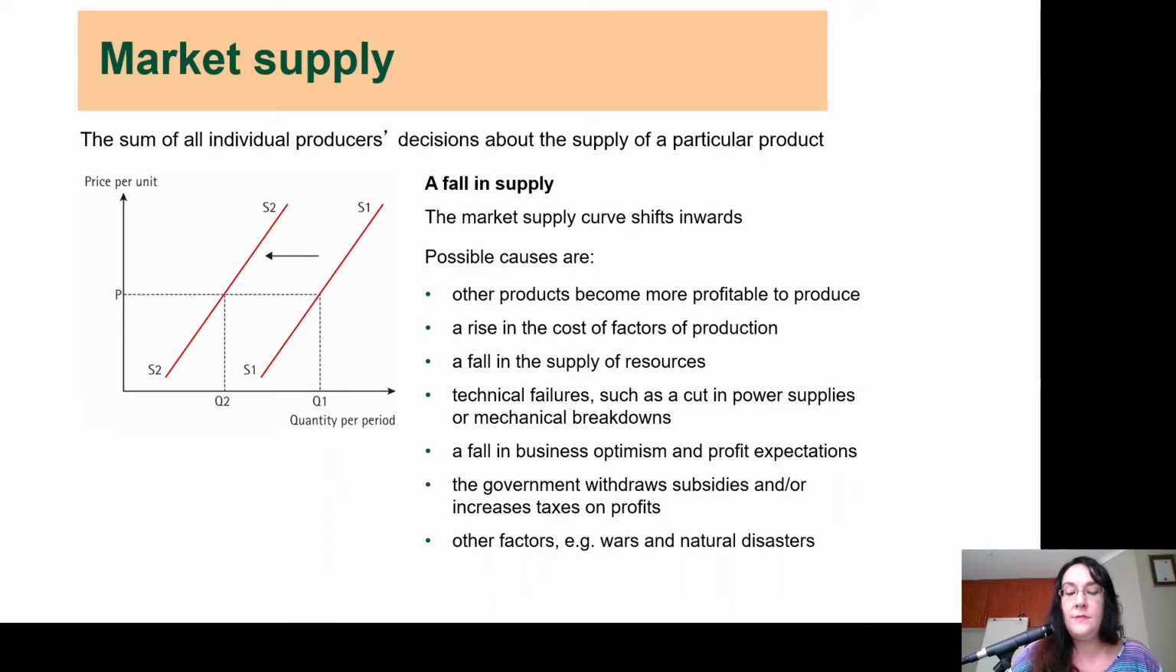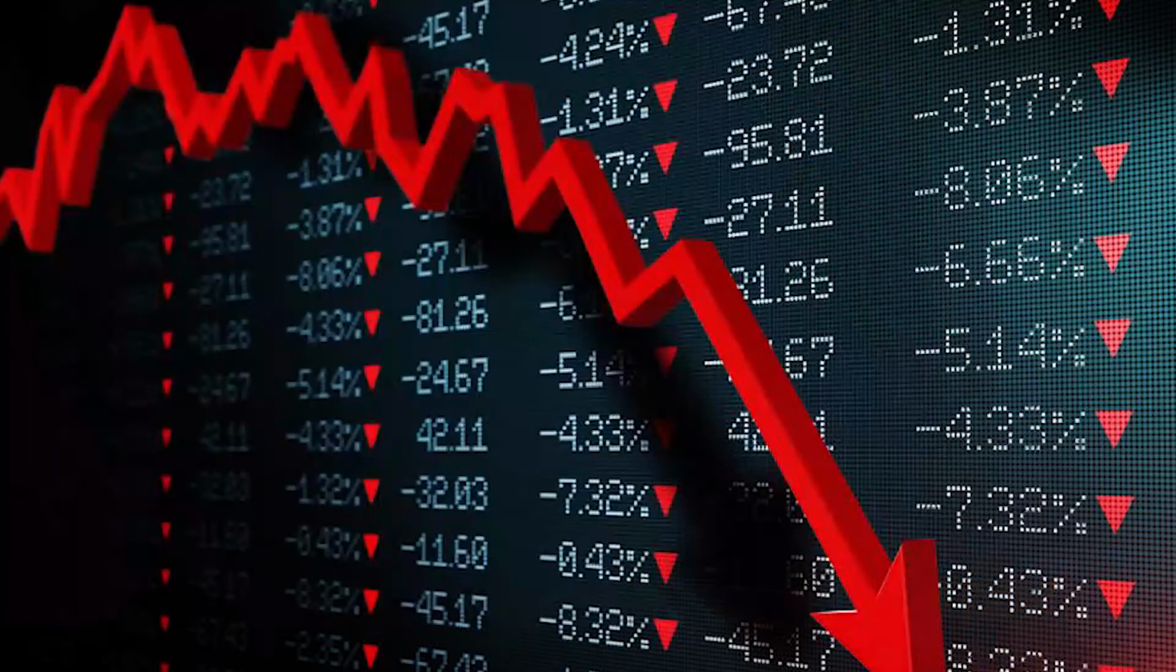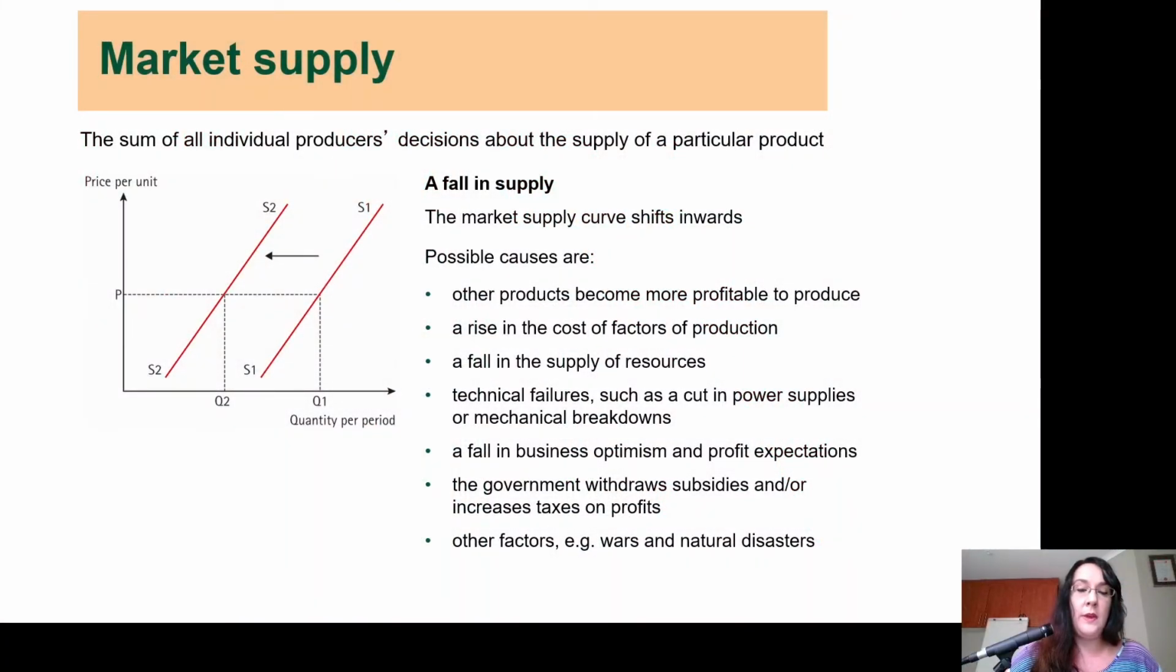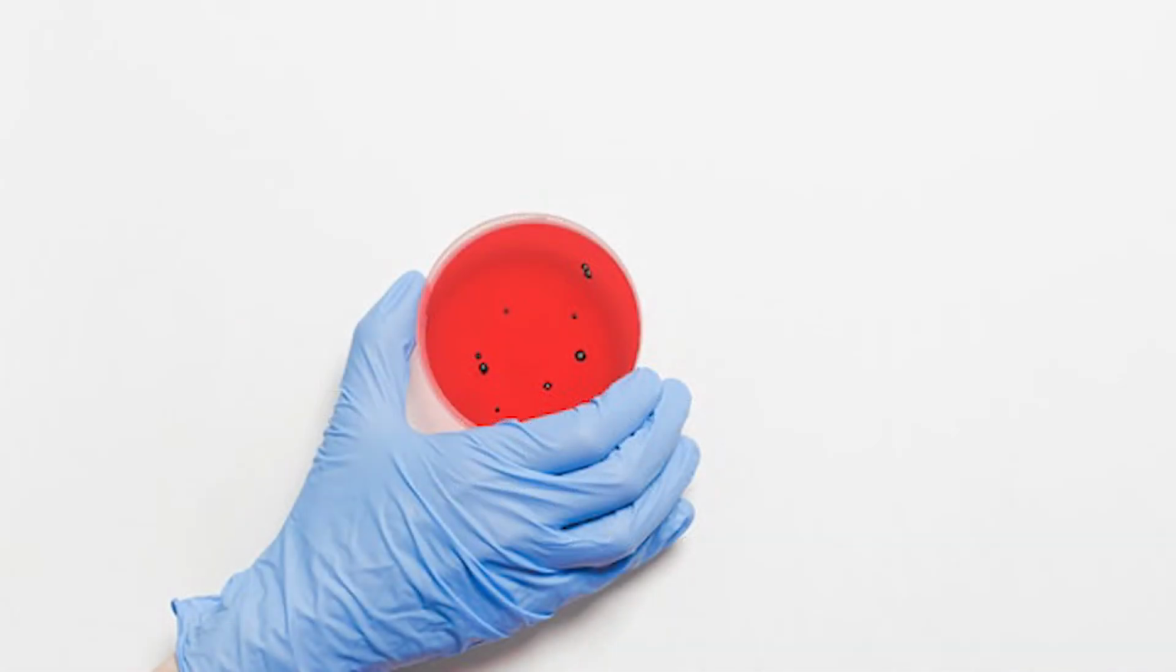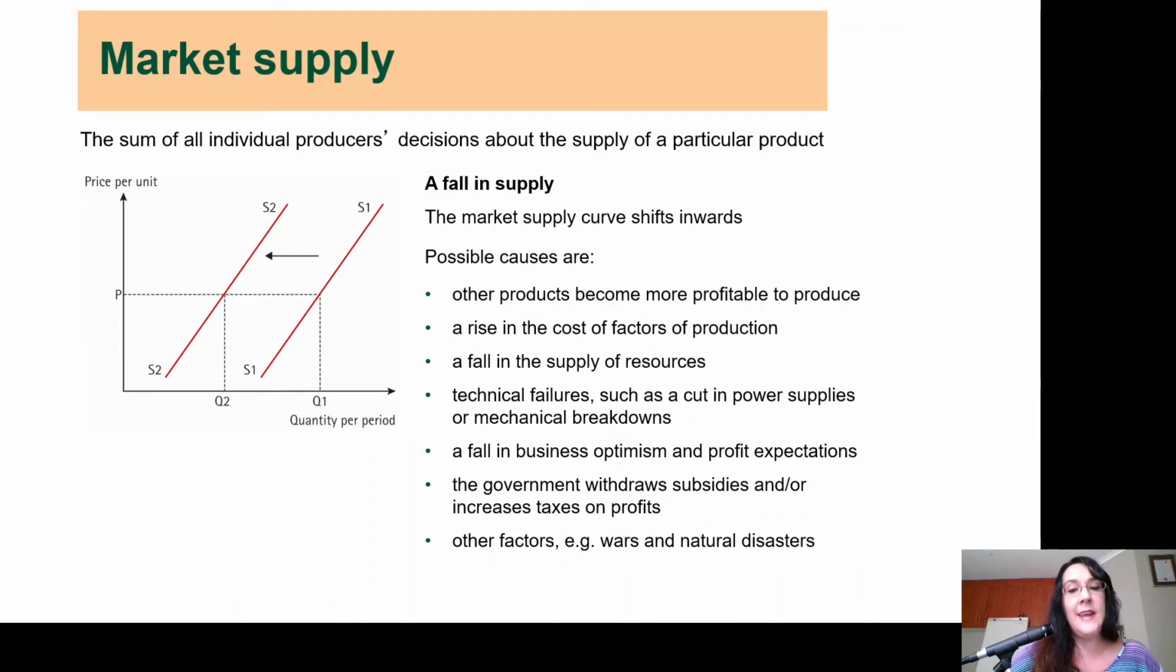So factor 5, a fall in business optimism and profit expectations. That could be due to recessions in your economy where demand has decreased and there's a lot of unemployment, or in cases now where we have COVID, where a lot of businesses were not that optimistic about what's going to happen in the future and definitely have scaled down their supply, or dialed down their supply to supply less.